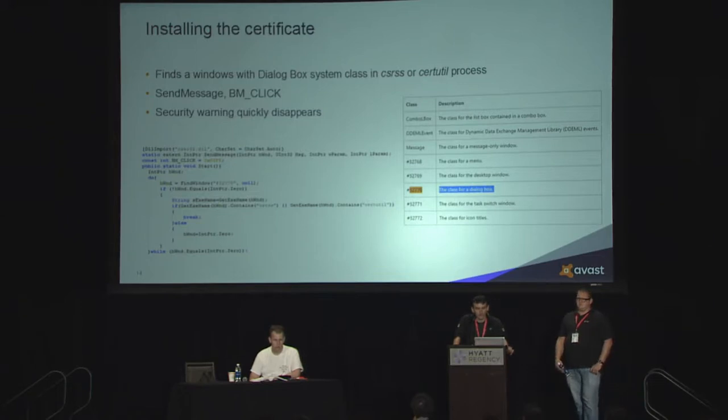And if this one is found, then it uses the handle of this dialog box window as one parameter to SendMessage. And the SendMessage command uses another parameter, BM_CLICK, which basically simulates the user clicking the Yes button. So if you are on the infected machine and you start the infection, the dialog very shortly appears, and after a short while it disappears, and basically the certificate gets installed.